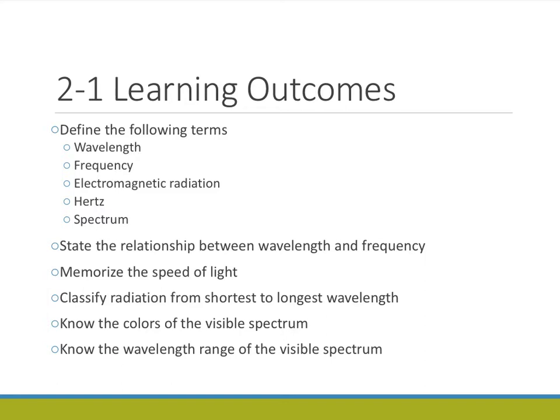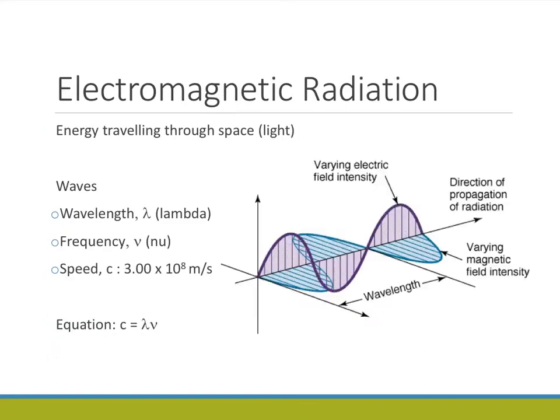You'll need to be able to define the following terms: wavelength, frequency, electromagnetic radiation, hertz, and spectrum, and state the relationship between wavelength and frequency, memorize the speed of light, classify radiation from shortest to longest wavelength, know the colors of the visible spectrum, and know the wavelength range of the visible spectrum.